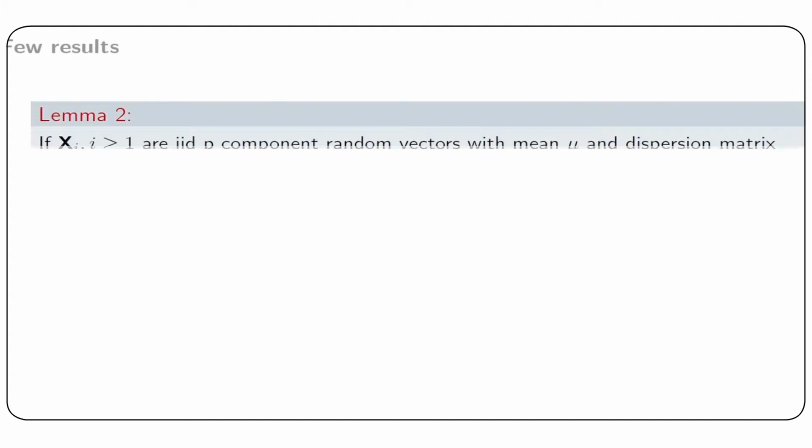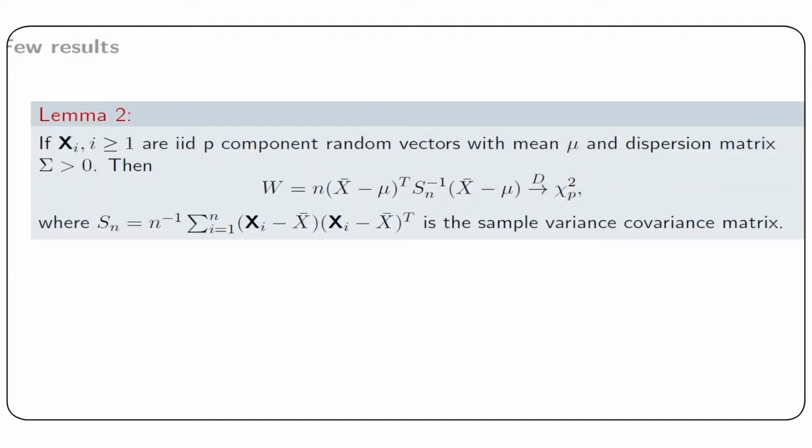Next, consider our next lemma. If X_i are IID p-component random vectors with mean mu and dispersion matrix sigma, and sigma is assumed positive definite, then W, defined as n times (X bar minus mu) transpose S_n inverse (X bar minus mu), converges in distribution to a chi-square distribution with p degrees of freedom, where S_n is the sample variance-covariance matrix defined by 1 by n summation i from 1 to n (X_i minus X bar)(X_i minus X bar) transpose.